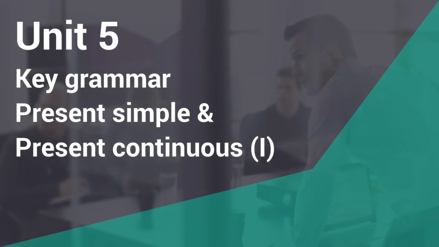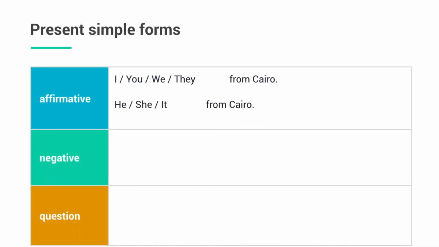Today you're gonna learn about key grammar with two common tenses, present simple and present continuous. Let's have a look at three present simple forms including affirmative, negative, and question. It's quite easy to make sentences with these three forms as long as you understand them completely. First, let's check out the affirmative form.